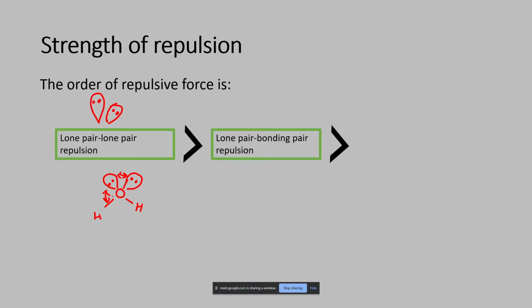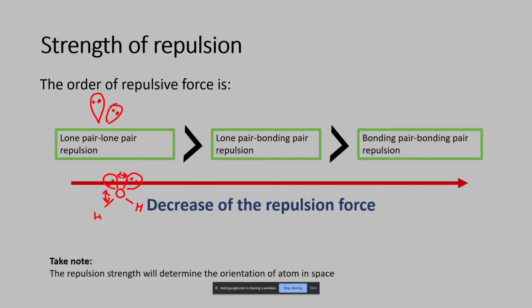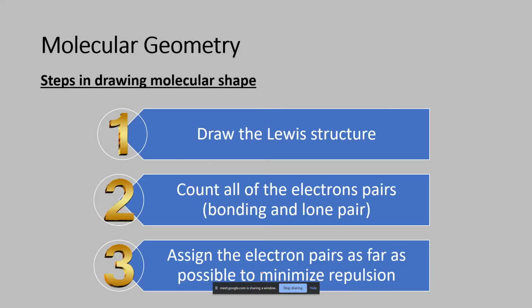And the weakest, okay, paling lembek is this, bonding to bonding pair. So batang-batang ni lah yang paling weak untuk tolak. Okay, so the repulsion determines the orientation of atoms in space. Okay, step in tahu the molecular geometry.